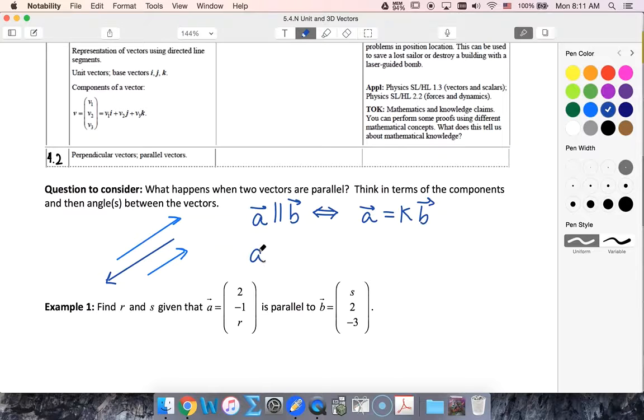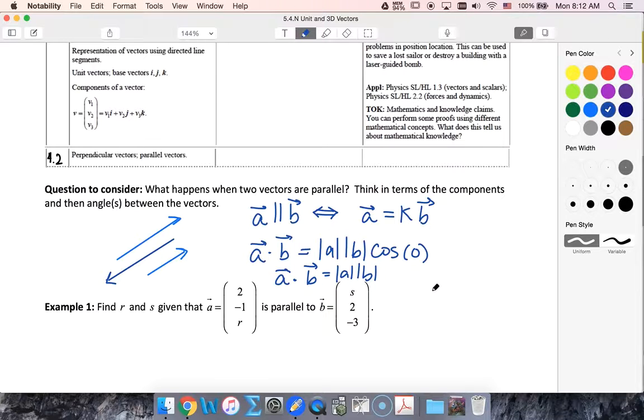So let's think about our dot product. A dot B is going to be equal to magnitude A, magnitude B, cosine of 0. Well, cosine of 0 is 1. So another way to test parallel is if the dot product is equal to the product of the magnitudes, or cosine of 180 would be the negative of that.